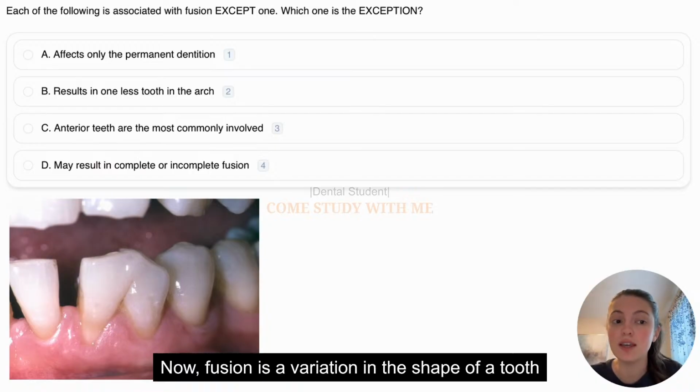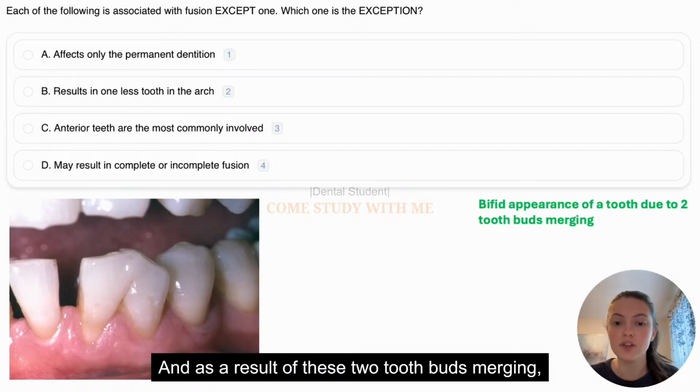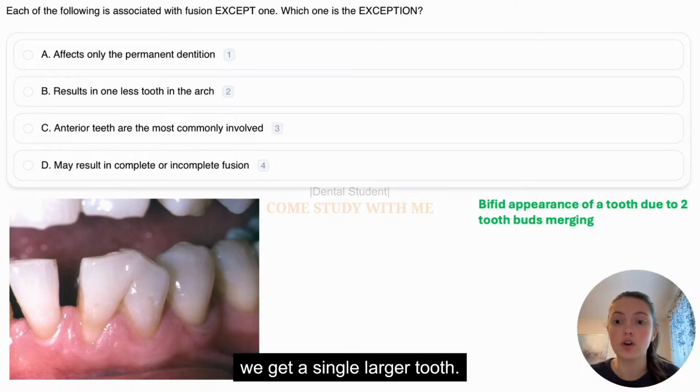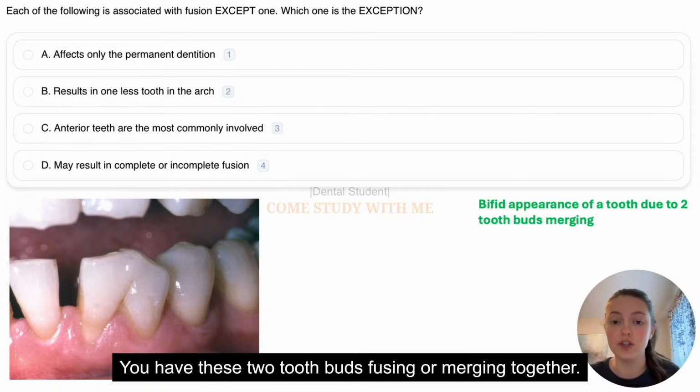Now fusion is a variation in the shape of a tooth where we get a bifid appearance, and you can see that in this picture. And this is due to two tooth buds merging. As a result of these two tooth buds merging, we get a single larger tooth, and you can see that once again in the picture. Notice how it's called fusion. You have these two tooth buds fusing or merging together.